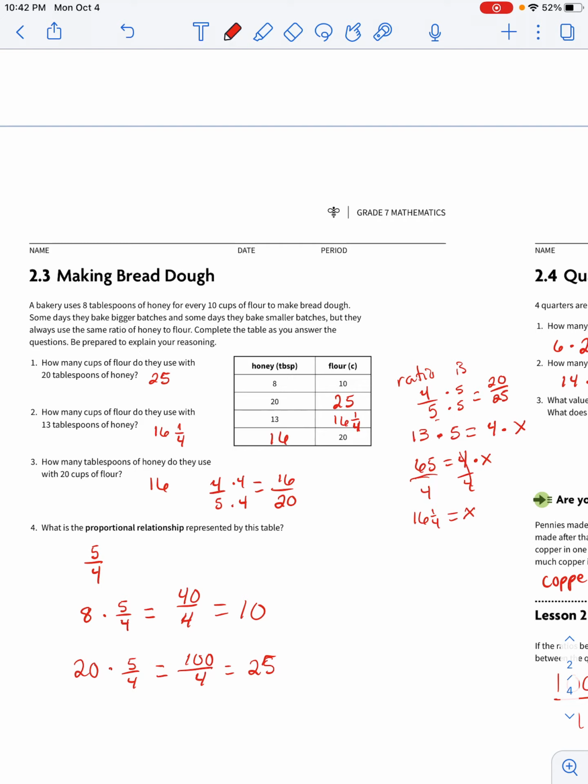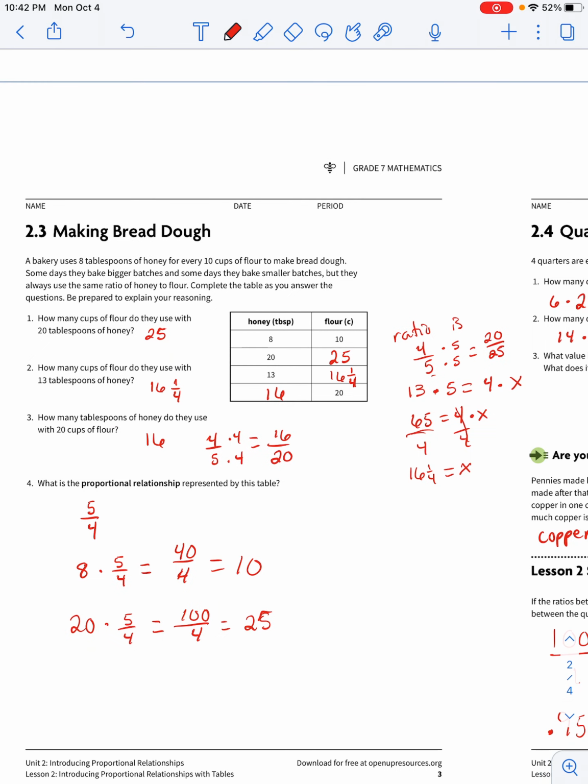Okay, and last, if there's 20 cups of flour, let's find a ratio that is equivalent. Well, we know that 5 times 4 gives us 20, so 4 times 4 would give us the number of tablespoons, and so 4 times 4 is 16. So that's just using equivalent ratios or cross products to find our missing value.